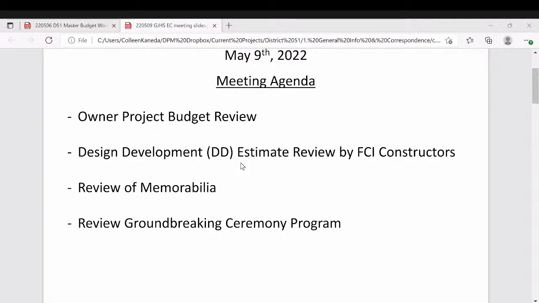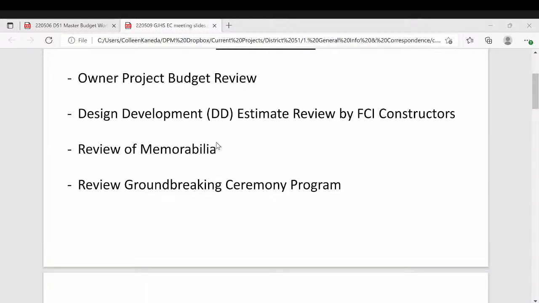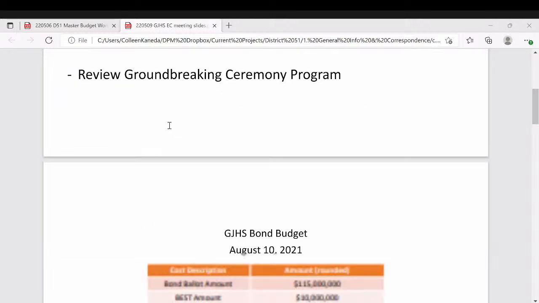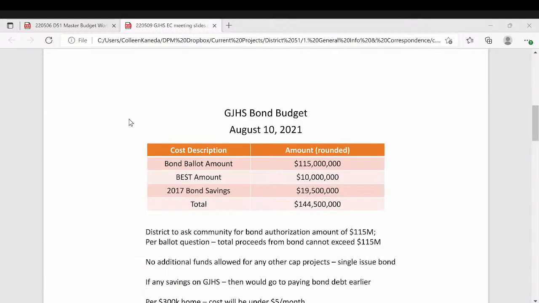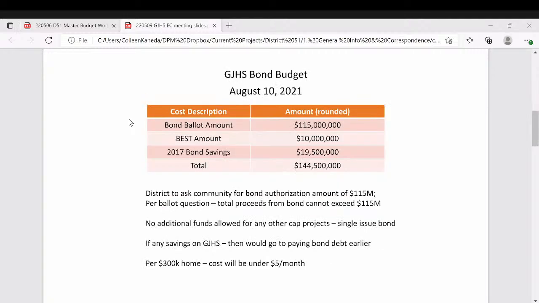So the first slide here, I just want to say the teams worked really hard to get us to where we are today. The first slide with the numbers, this was a slide that was put into the board packet when they were deciding to put the bond measure on the ballot.